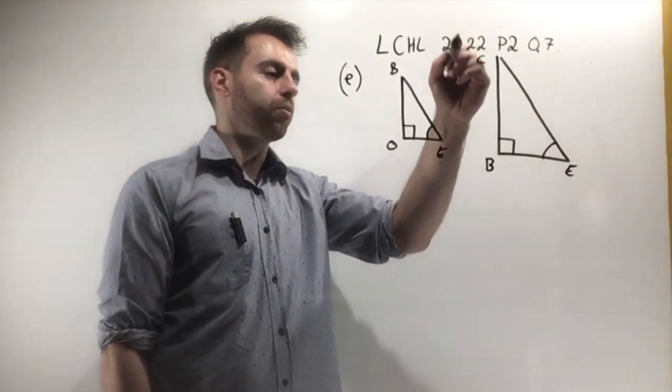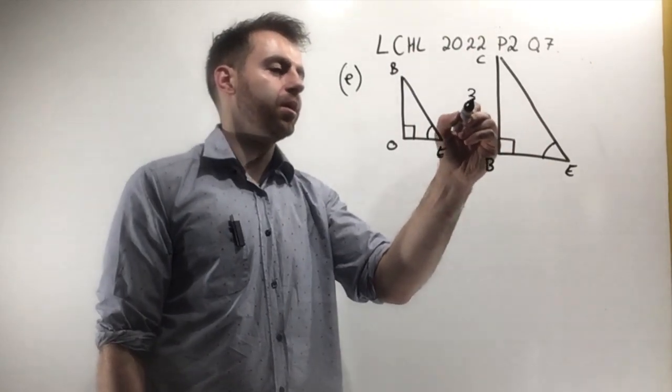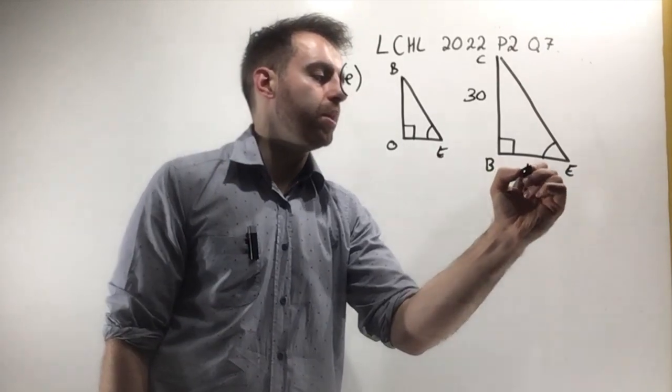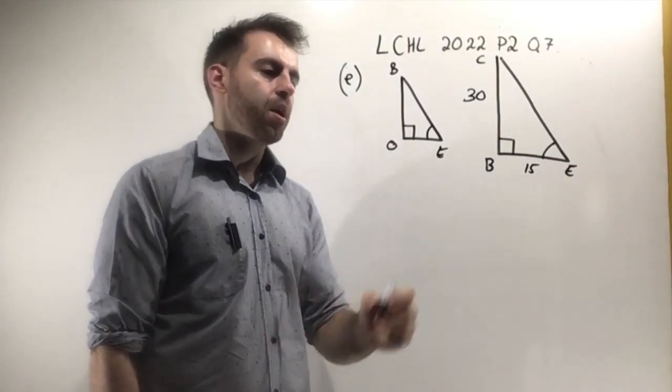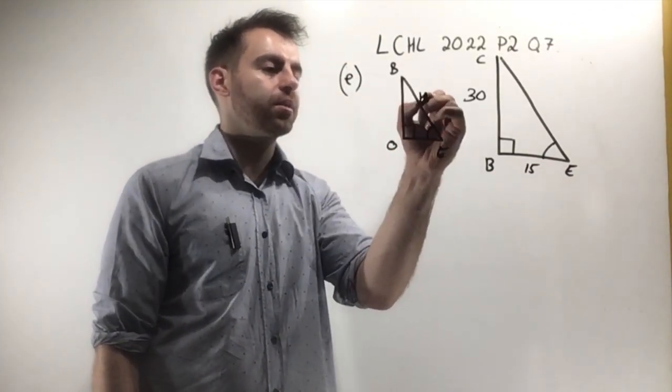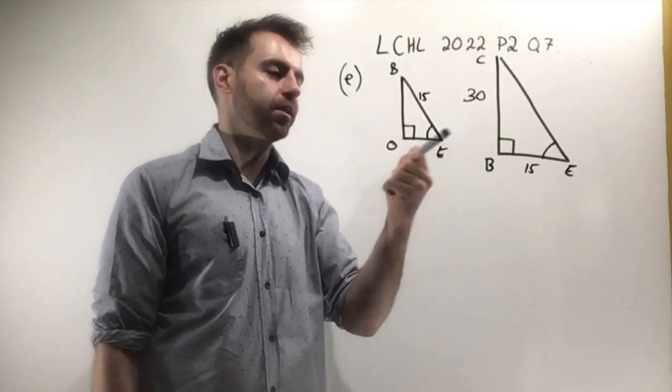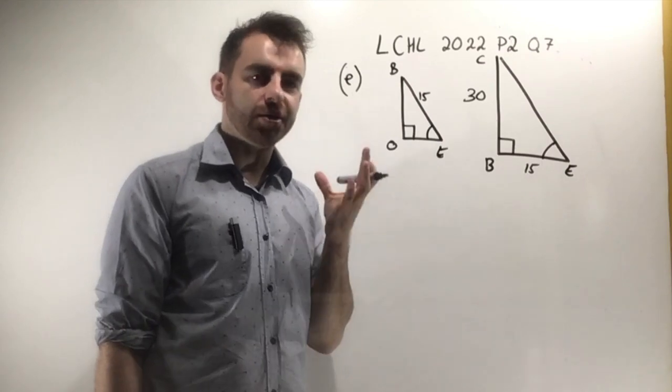I know from the question that BC is 30 centimeters. And I know from the question that BE is 15 centimeters. So that means that BE is a common side, it's in both of them. So that's 15, this is 30, this is 15. So that's all the information filled in.